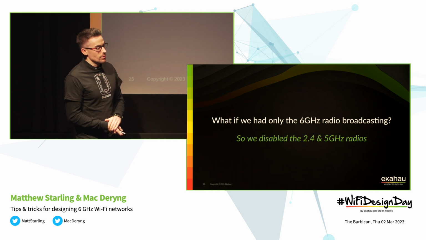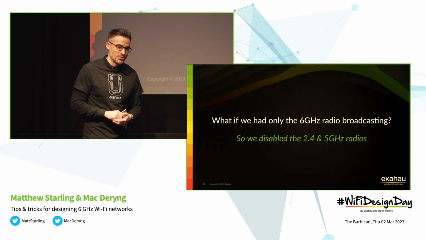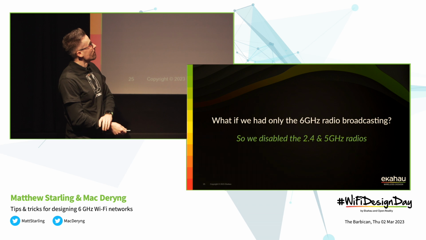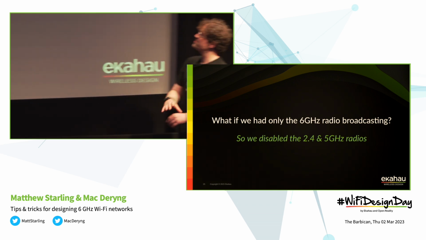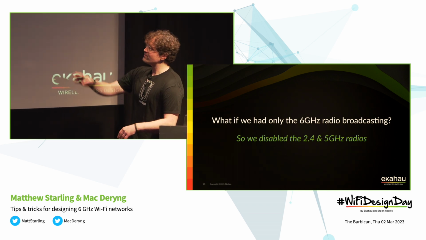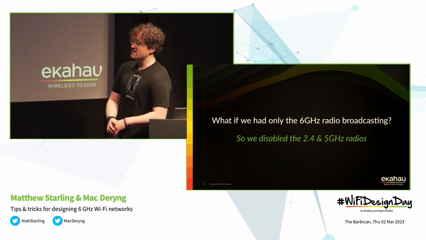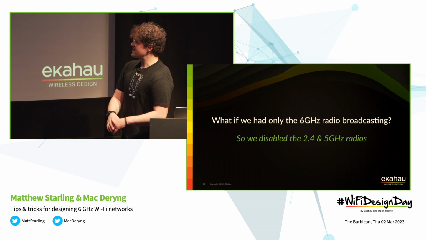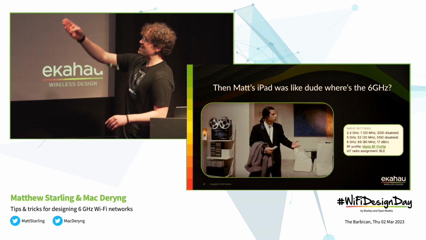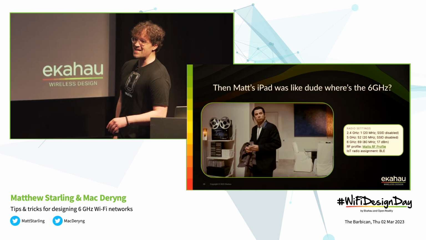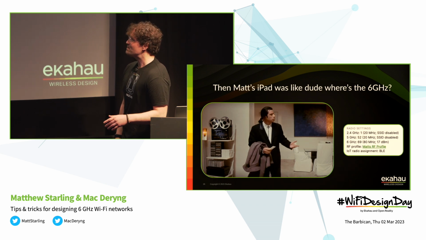And we had another question. I think someone else in the audience had this question. So what if we had only the 6 gigahertz radio broadcasting? We disabled 2.4 and 5 gigahertz. We disabled co-located radios, and we started testing it. Let's move to the next slide. And then Matt's iPad was like, dude, where's my 6 gigahertz? He couldn't find it anymore, right?